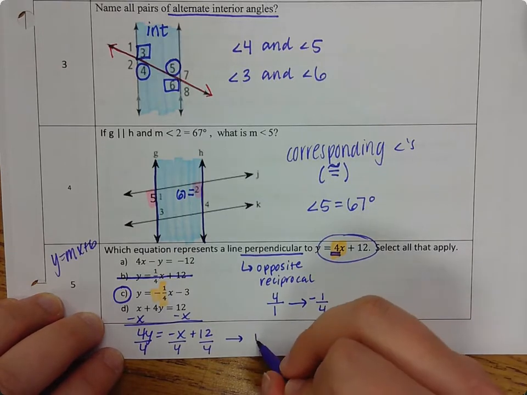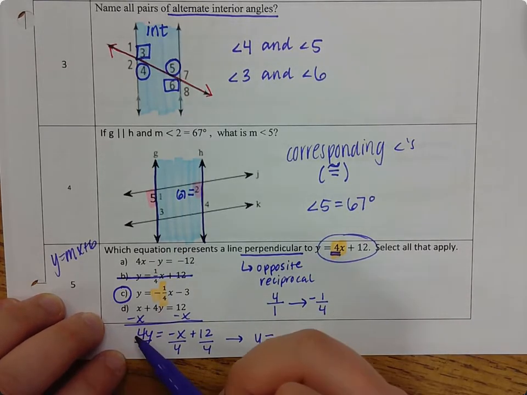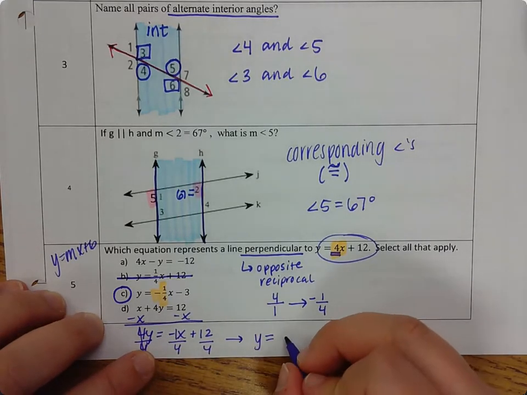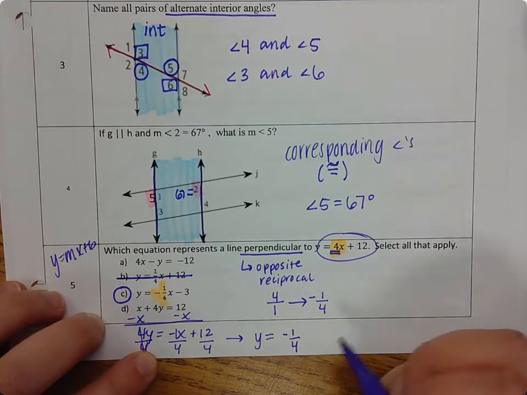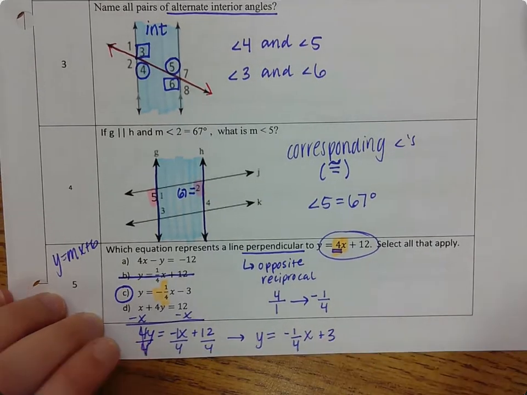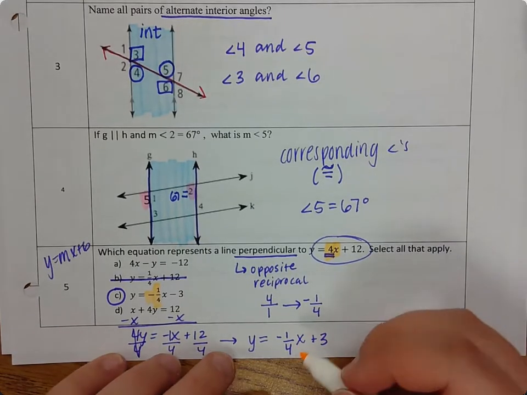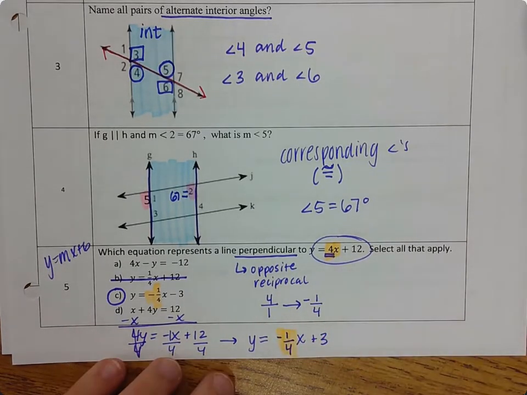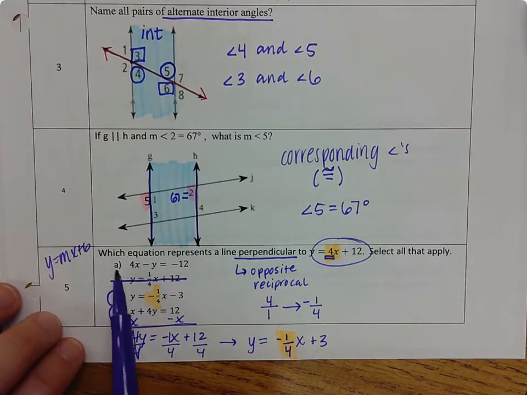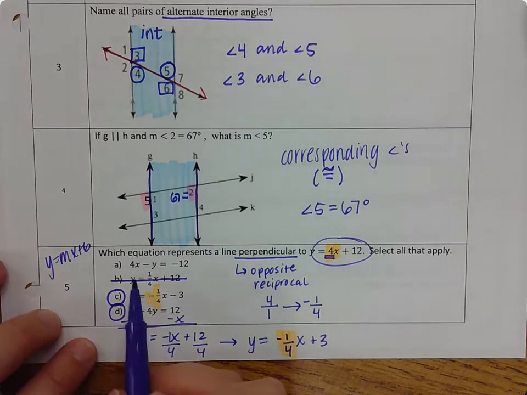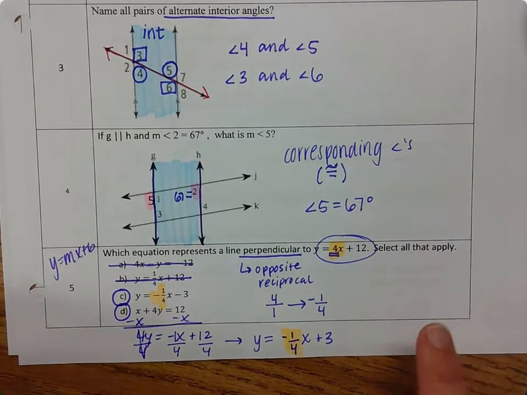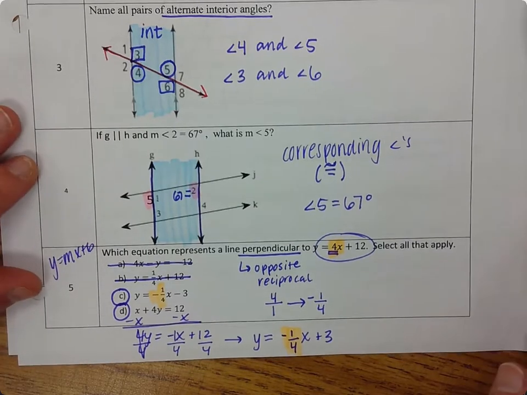So this is going to turn into y equals, because my y gets to be by itself. Remember, there's an invisible 1 out in front of that x, so it might be helpful to write this as negative 1/4, hint, hint, x plus 3. And there we can see this one definitely has a slope of negative 1/4. So we can circle D. If we try to do the same thing for option A, we're not going to get a slope of negative 1/4, so we can cross out A as well. If we select all that apply, it is C and D.